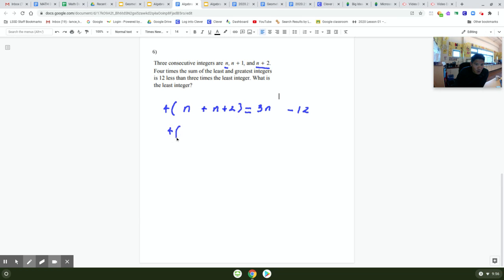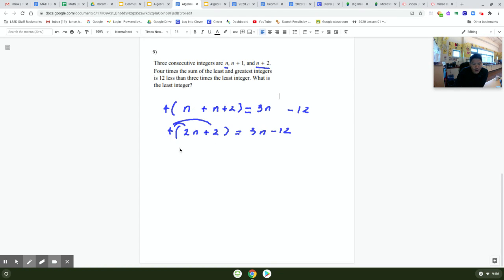4 times the quantity, that's parentheses, n plus n plus 2. This is 1n, this is 1n. 1n plus 1n is 2n. So I have the plus 2 there. Equals, on the right side, 3n minus 12. Can't simplify that. And then on the left side, I want to distribute the 4 to each term inside the parentheses. Technically, we could have distributed first and then combined like terms. You'd get the same thing.